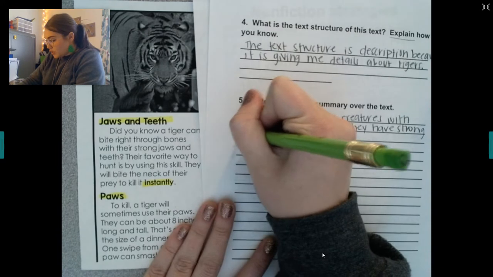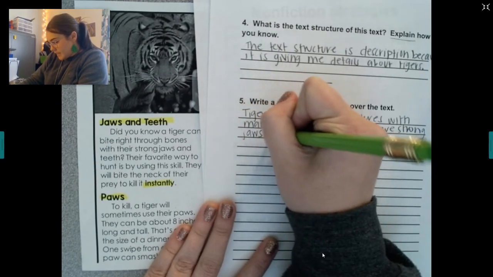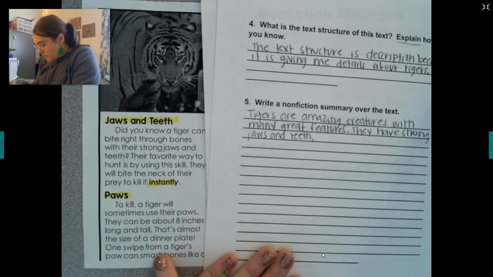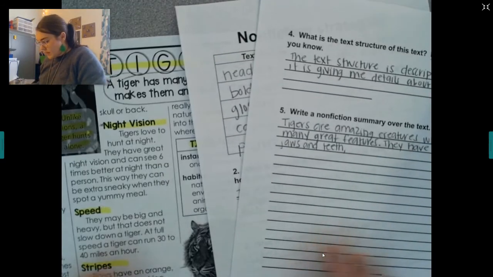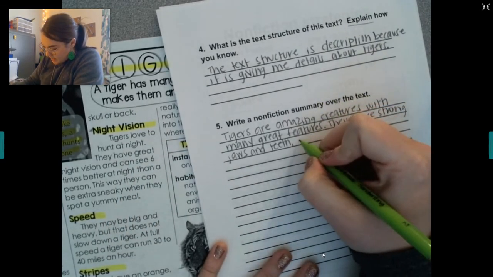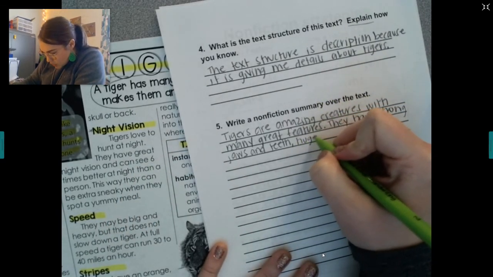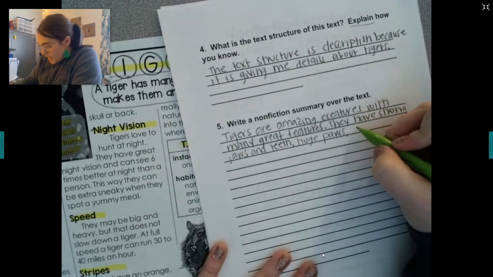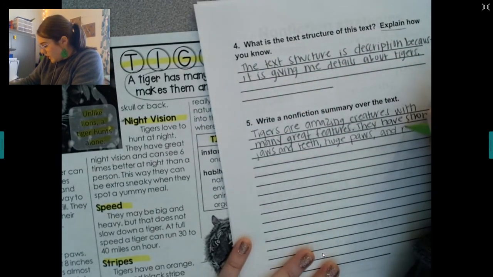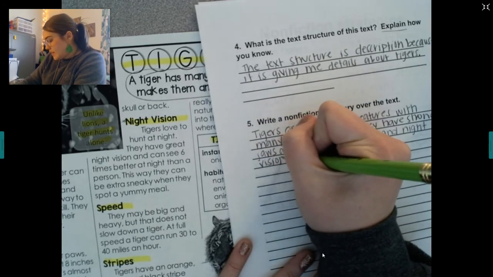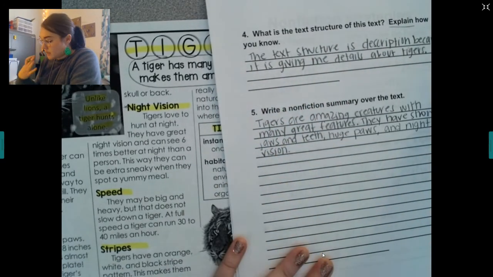They have strong jaws and teeth, huge paws, because that's the whole thing. And I'm going to talk about their night vision. Because you can't leave anything out in a summary. You've got to say a little summary about everything.